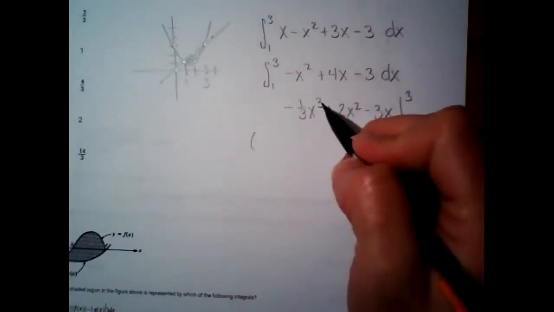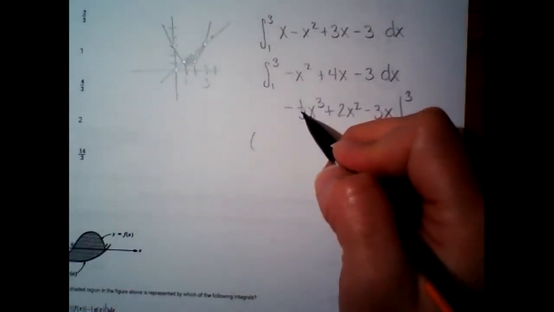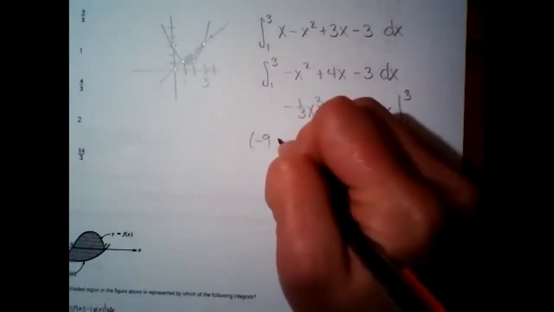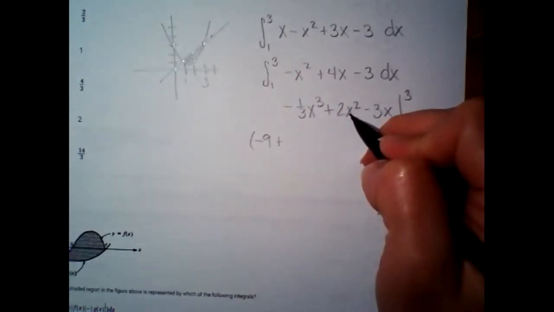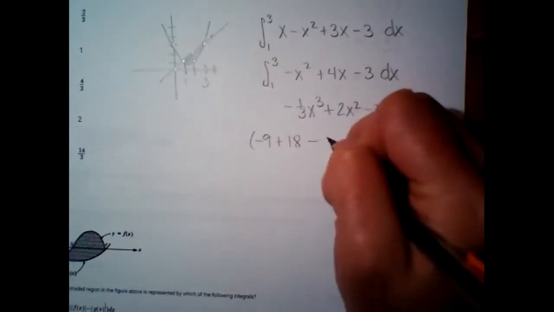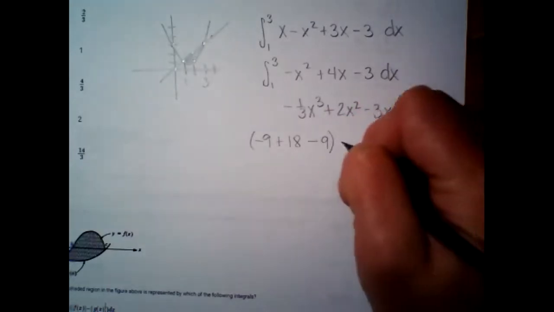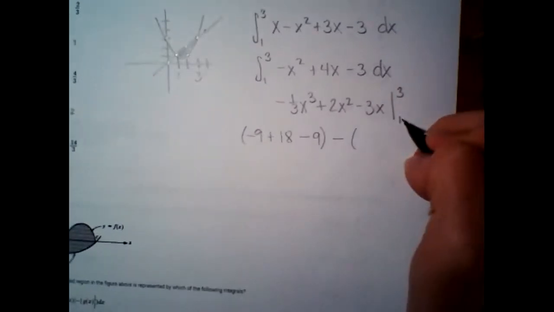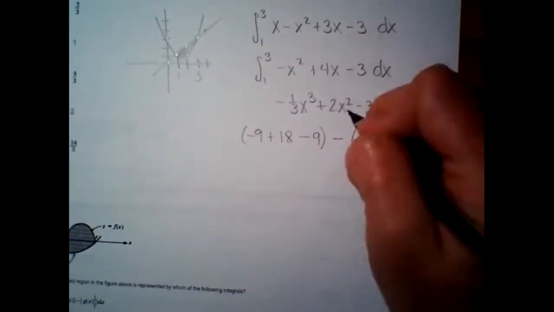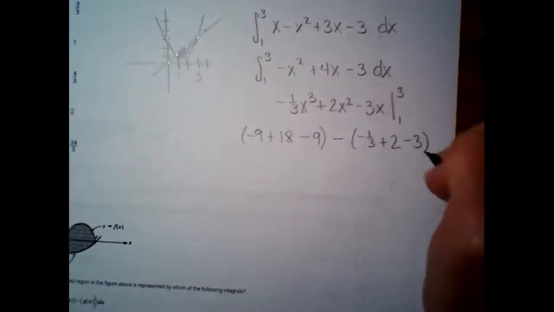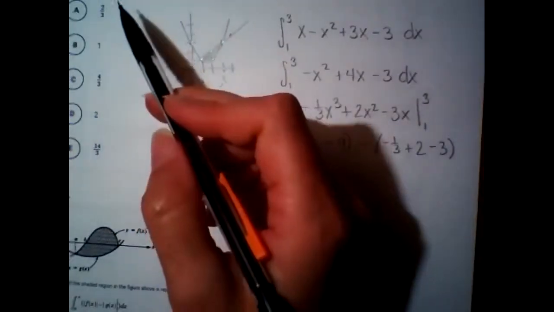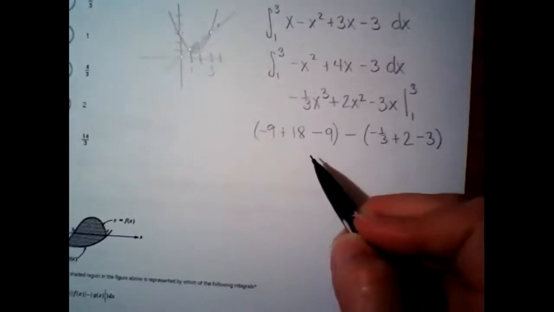If I plug in the 3, 3 cubed would be 27. 1/3 of that would be 9, but it is negative, so -9 plus 3 squared would be 9, double that is 18, and then minus 3 times 3 is 9. So that is the upper boundary minus the lower boundary. So that'll be -1/3, and then plus 2, and then minus 3. This would be a non-calculator question, so we're going to have to get through this and simplify it in order to be able to pick one of these answers.